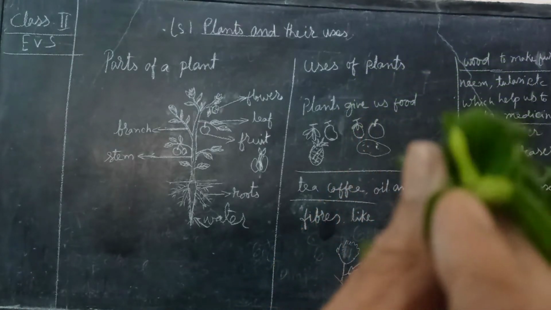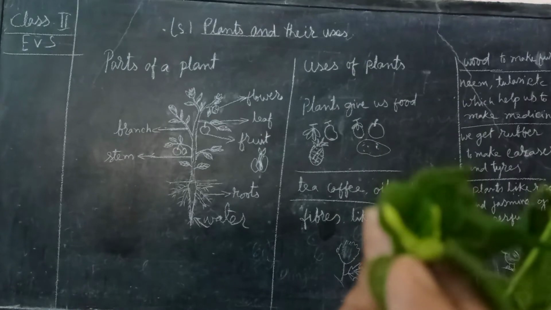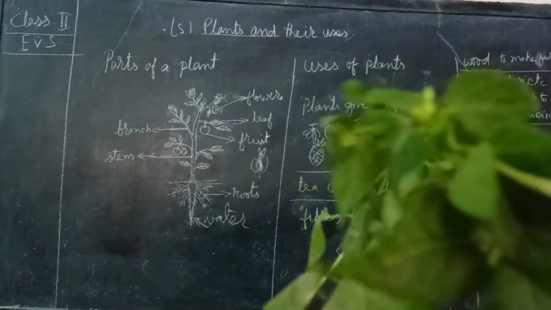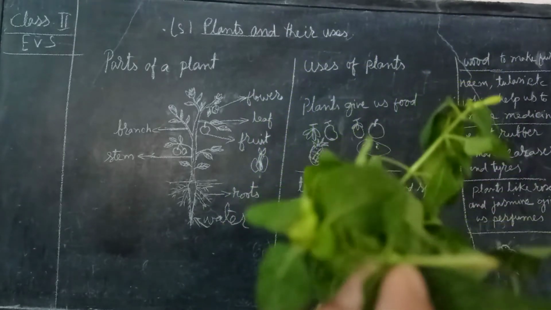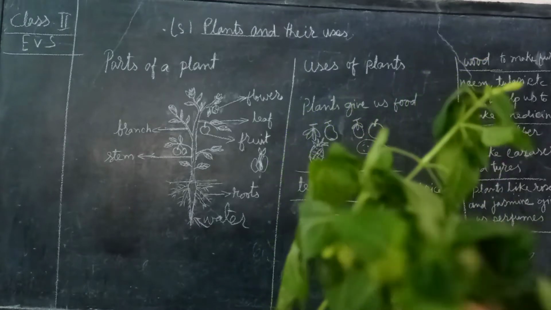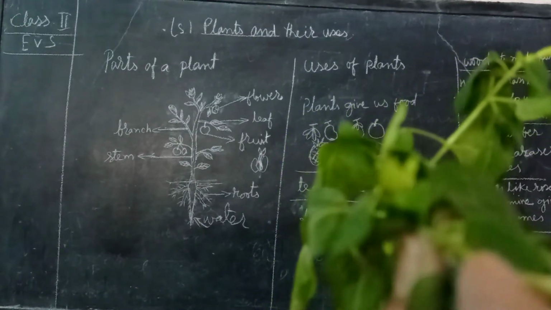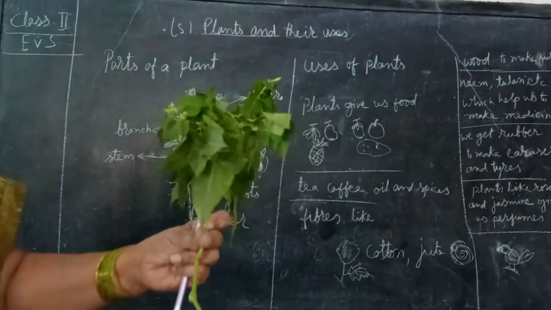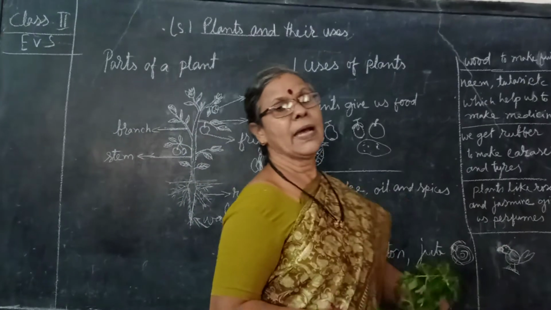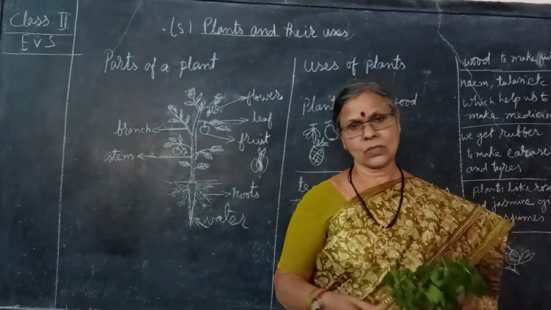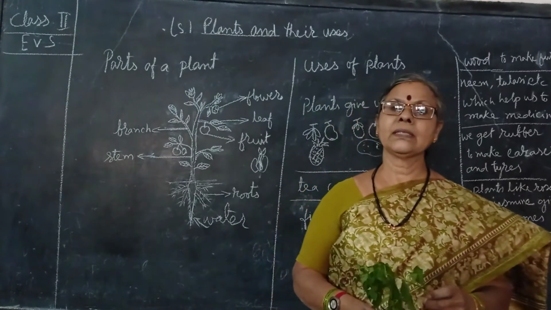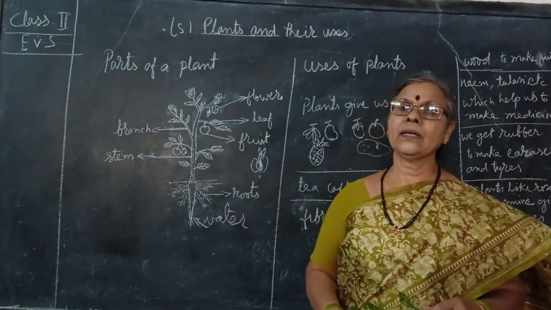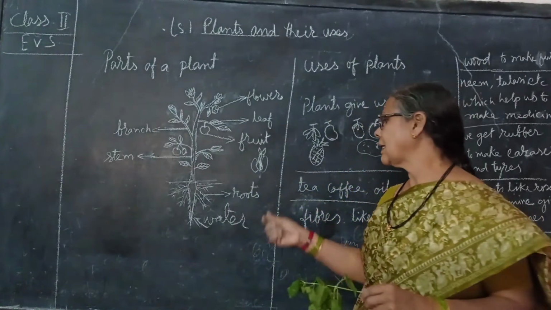When this gets dried up, it will be black in color, and this is the seed of a plant. Now here also you can see these are the buds. This is a bud. When this opens, it changes into a flower. And some flowers have seeds also, and fruits also have seeds inside. What does a seed have? Seeds have a new plant inside them.